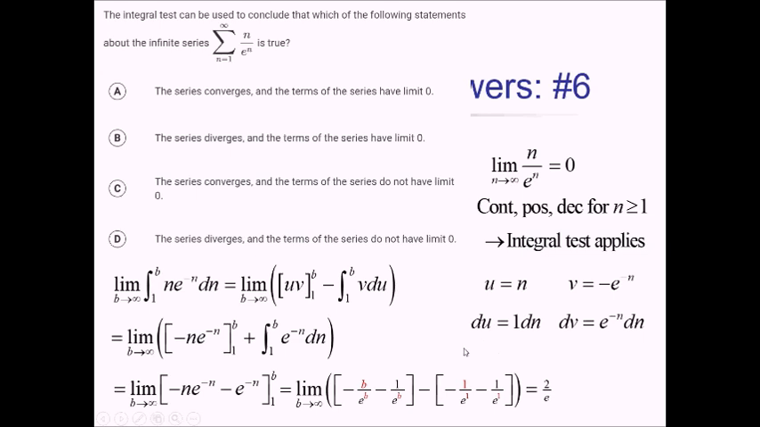The really important part of this is that we got a number. We didn't get an infinity or some other kind of does not exist. So because this integral converged, that tells us that the series in general converges. So that means we have to pick answer choice A. The series converges, and the terms of the series have a limit of 0.